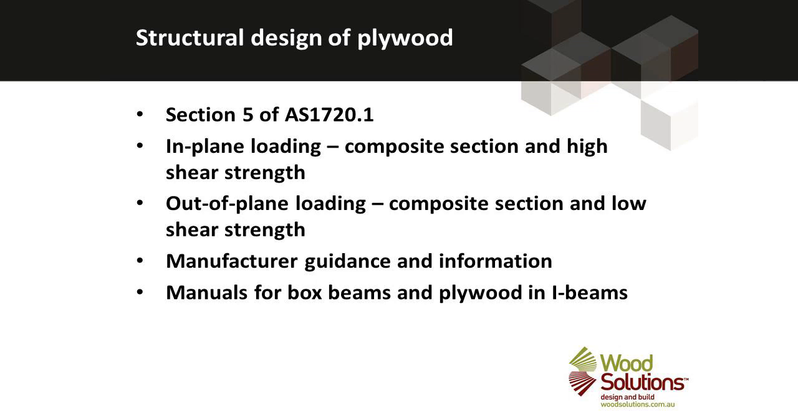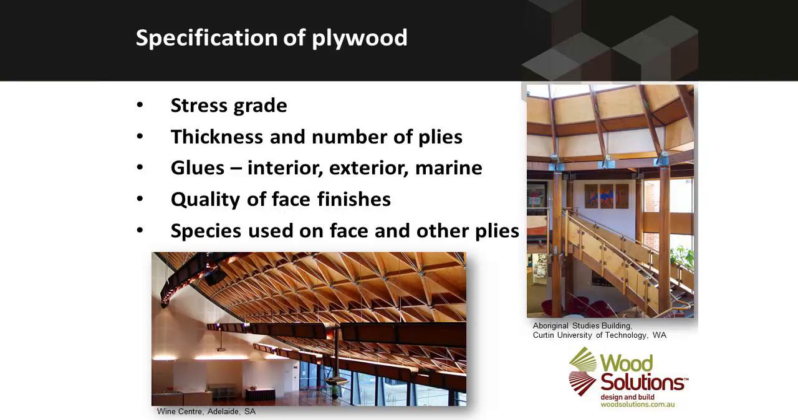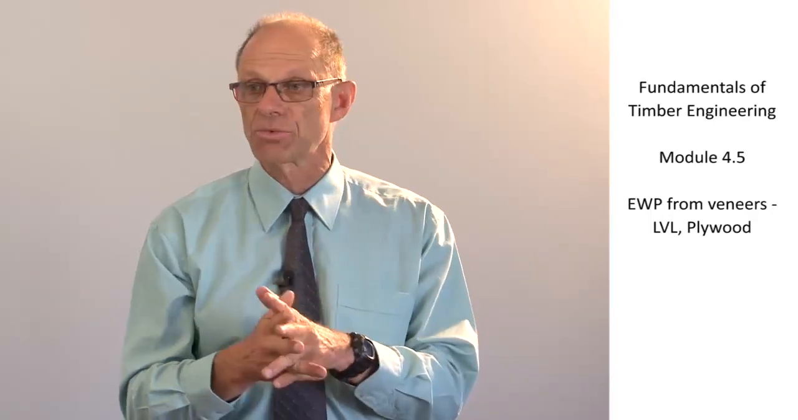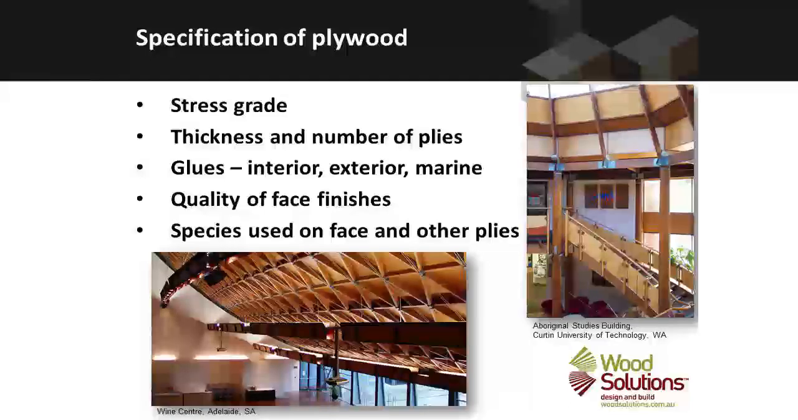In specifying plywood, it's important to specify the stress grade. So the stress grade relates to its structural properties. The thickness and number of plies will relate to the section property that can be achieved by each sheet of plywood. The glues are important as well. Is it interior? Is it exterior? Is it a marine grade plywood and hence glue that is required? Quality of the face finish relates to whether it's got a dual architectural and structural role. If it does have an architectural role, it is going to be a quality A finish. And the species used on the face and other plies may be important if it does have an architectural role.